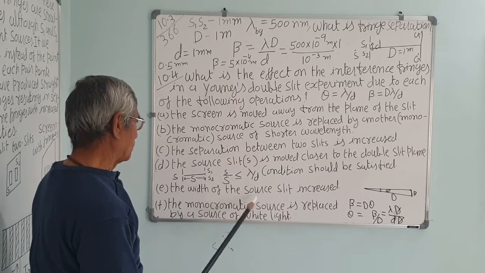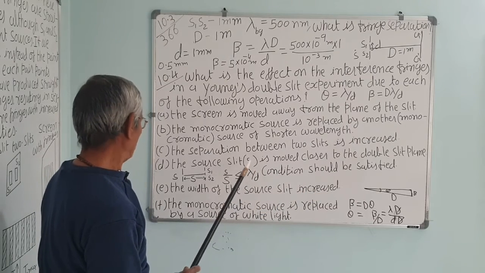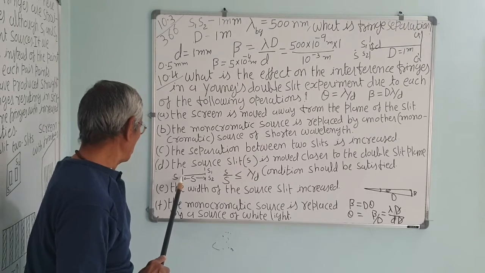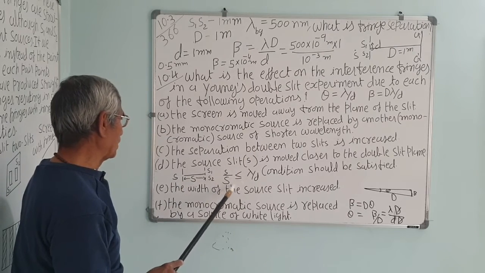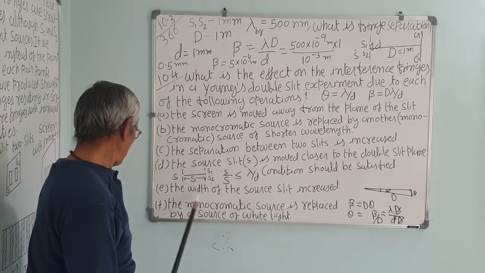Next, the width of the source slit is increased. If this is increased, it should satisfy the same condition, otherwise the fringes will become less and less sharp and finally disappear.